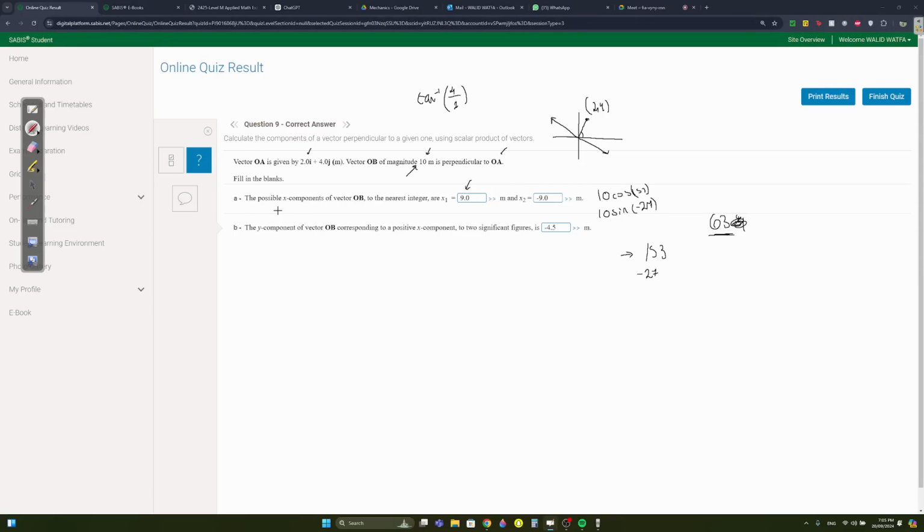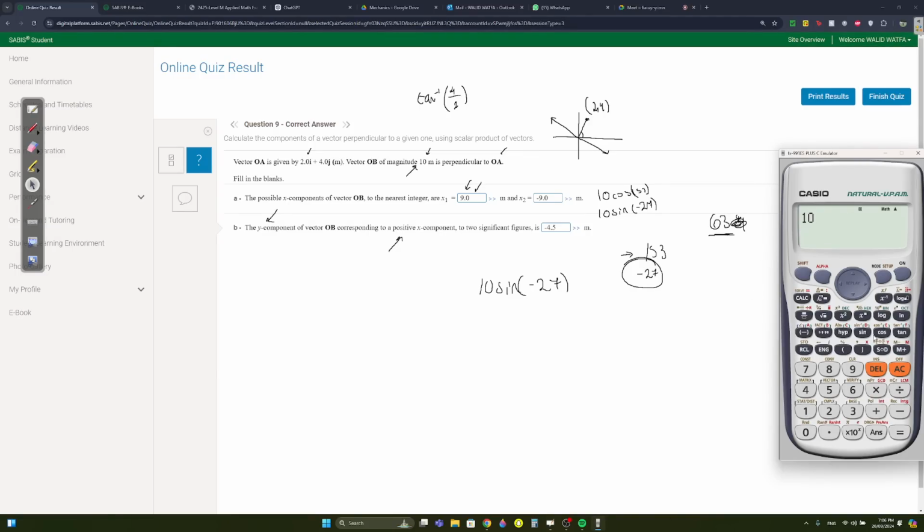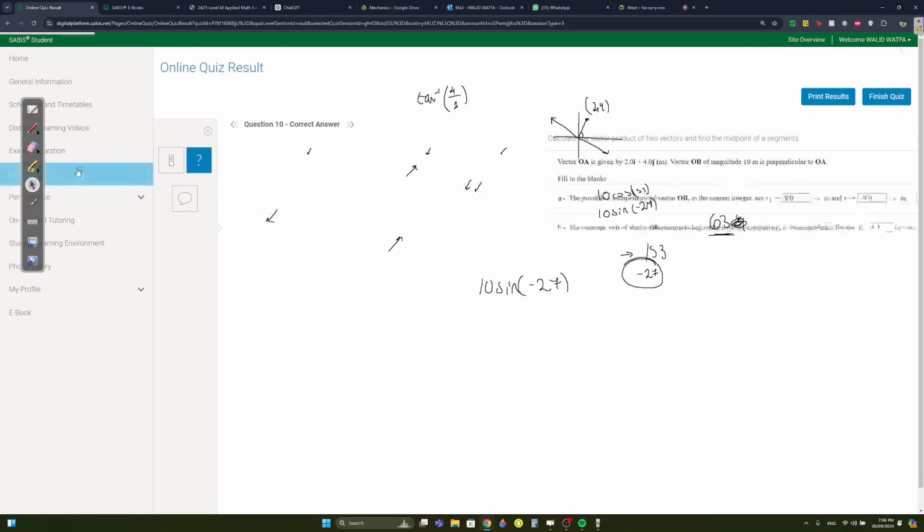They're asking, what is the y component when you have positive x? So when we had positive x, it's when we used negative 27 as our theta. So we're going to do 10 sine theta, and we used negative 27 to get positive x, so we're going to use negative 27 again. Okay, 10 sine negative 27. You get minus 4.5 to 2 SF.